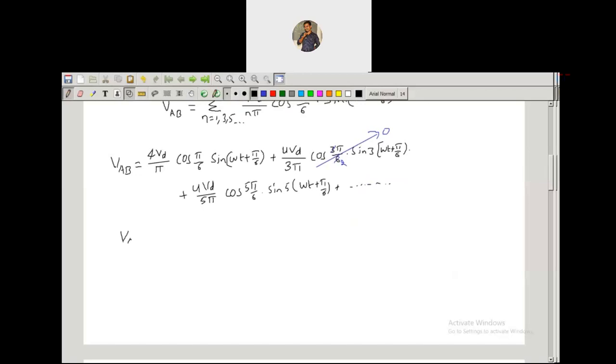So this will be VAB is equal to 4 VD by pi, root 3 by 2 times of sin omega t minus 1 by 5 sin 5 omega t minus 1 by 7 sin 7 omega t and so on. Okay.